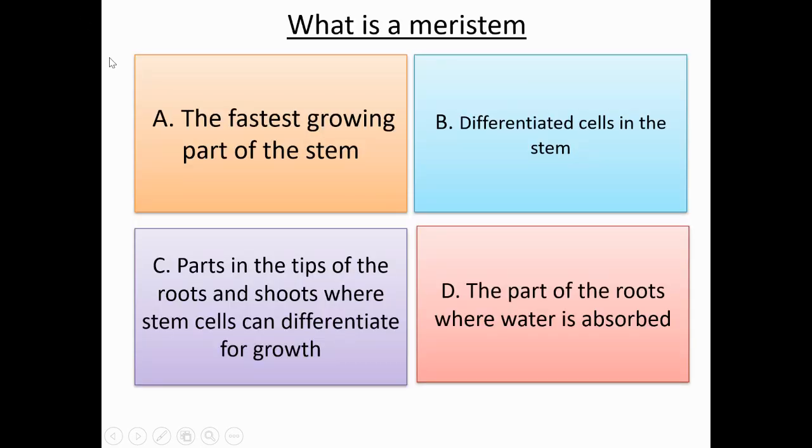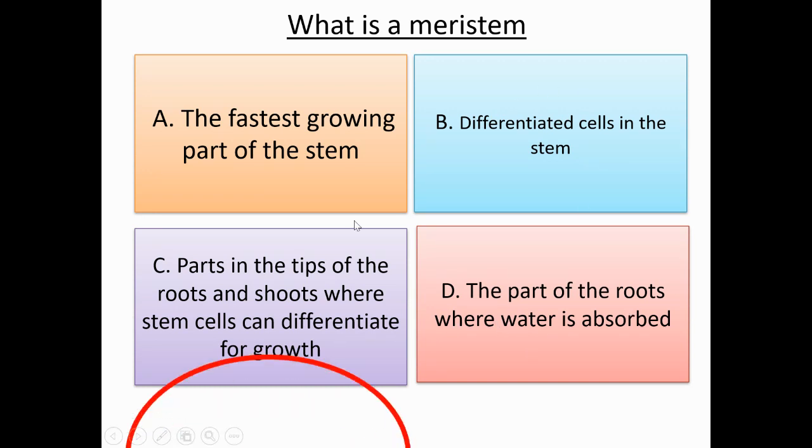Right, what is a meristem? Please have a read of these boxes and then pause the video, decide which one fits the definition best, unpause the video, and we'll go through the answers. Right, welcome back. What is a meristem? Is it A, the fastest growing part of the stem, B, differentiated cells in the stem, C, parts in the tips of the roots and shoots where stem cells differentiate for growth, or D, the parts of the roots where the water is absorbed?